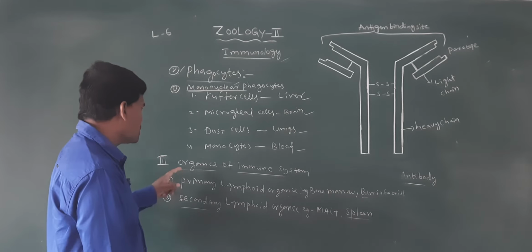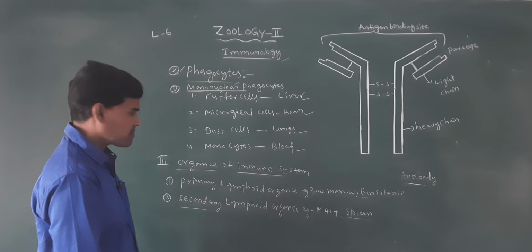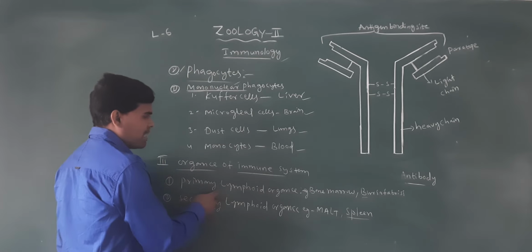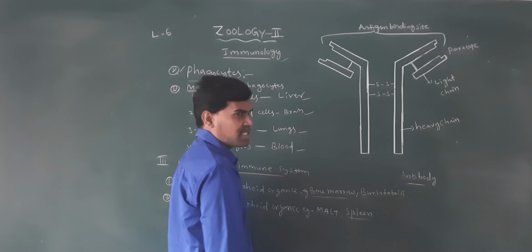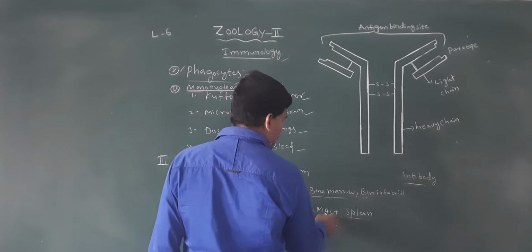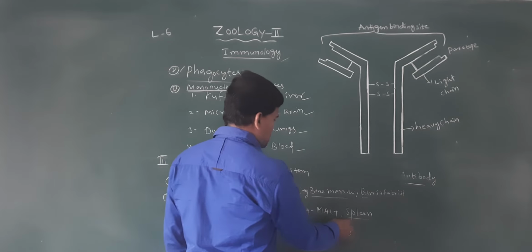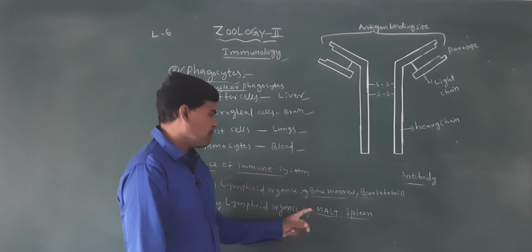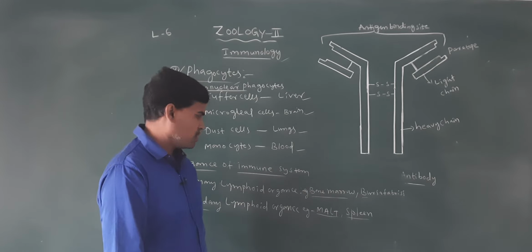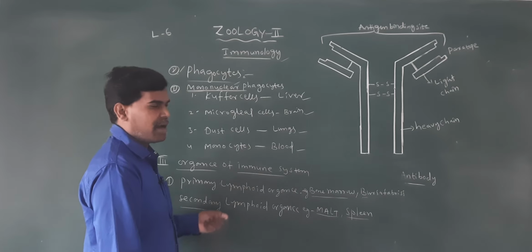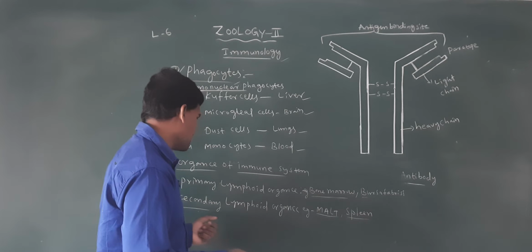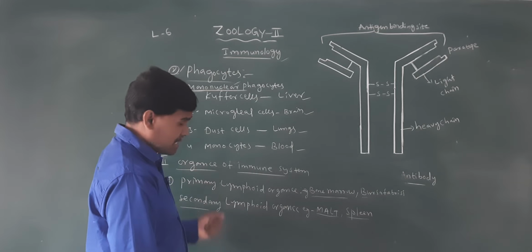So there are many types of organs of the immune system. Primary lymphoid organs, for example, are bone marrow and bursa fabricii. Secondary lymphoid organs, for example, are MALT, spleen and Peyer's patches. What is the full form of MALT? Mucosa associated lymphoid tissue. The place where the cells or organs function is called secondary lymphoid organs.